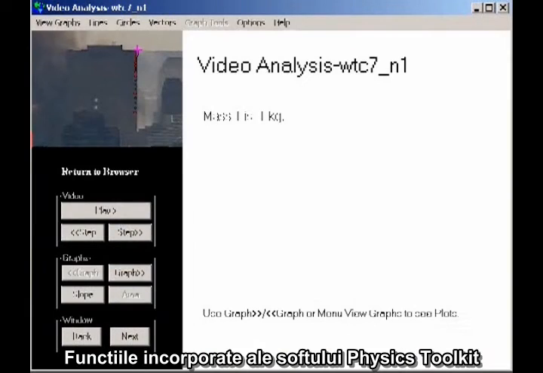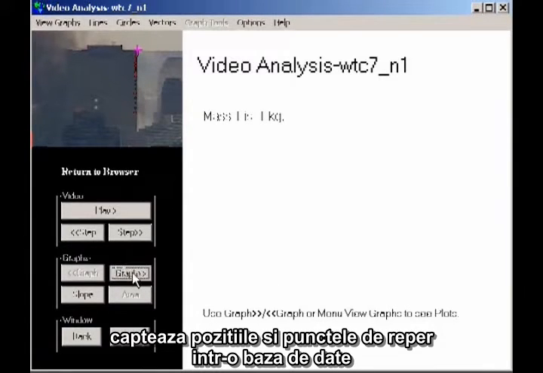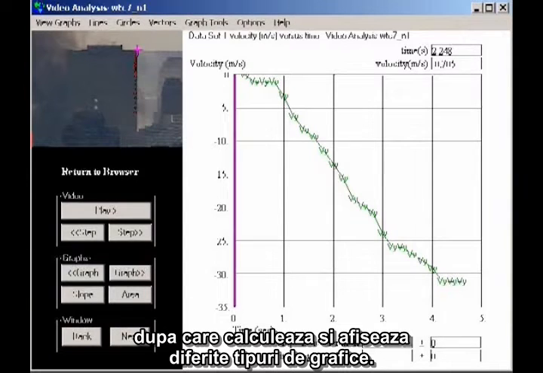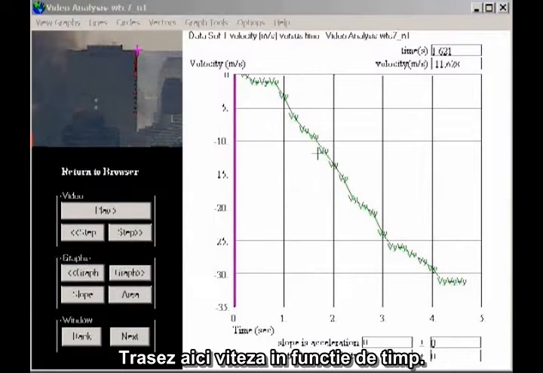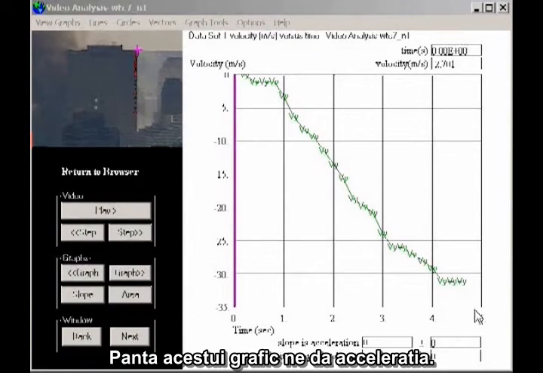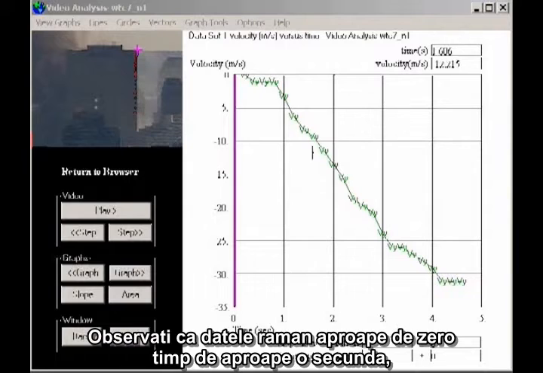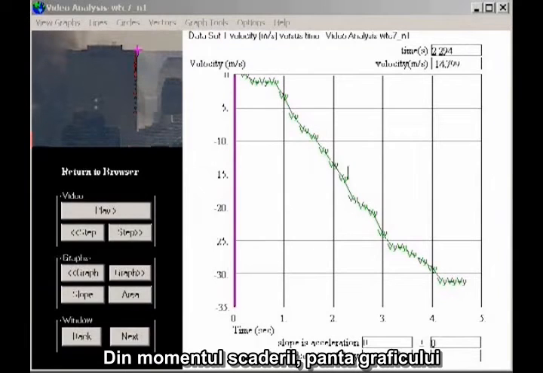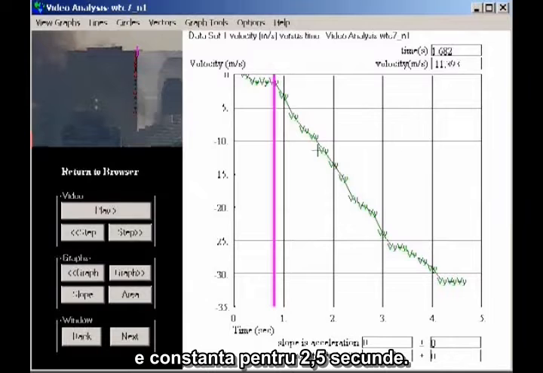The built-in functions of the Physics Toolkit software capture the positions and times of these marks in a data table from which it computes and displays various kinds of graphs. I'm here plotting velocity as a function of time. The slope of this kind of graph gives the acceleration. Notice that the data hovers close to 0 for nearly a second, and then it drops precipitously. From the moment of the drop, the slope of the line appears essentially constant for about 2.5 seconds.